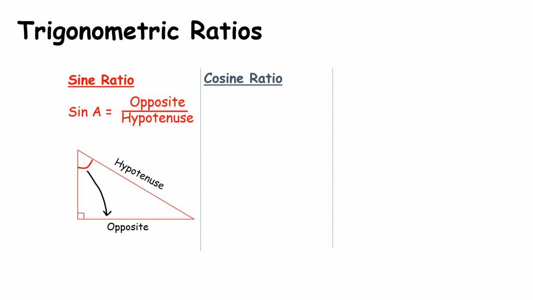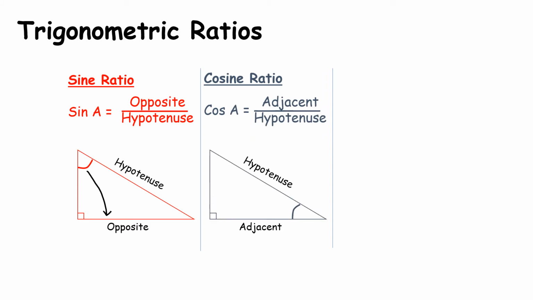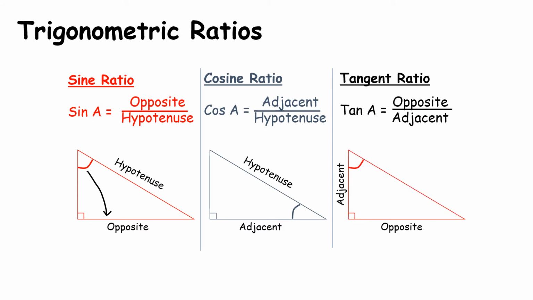So then we have the cosine ratio, or what's known as cos. So cos of A is equal to the adjacent over the hypotenuse. So in this case, we're talking about the angle is beside the side. So that side that's beside the angle, so adjacent. And the last one is our tangent ratio, or simply known as tan. Tan of A is equal to opposite over adjacent. Okay, so again, remember, I'm constantly looking, the angle is opposite.